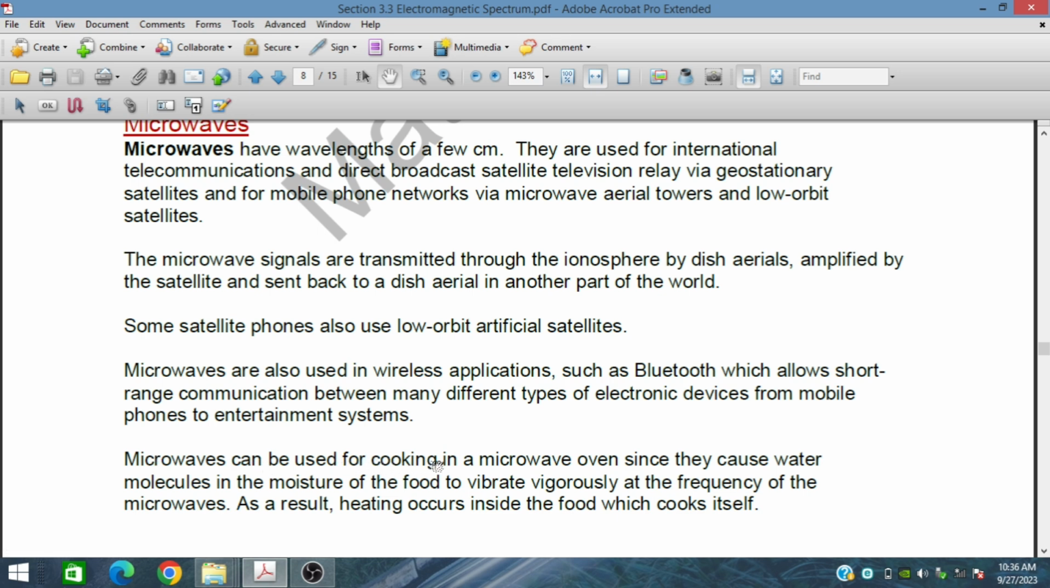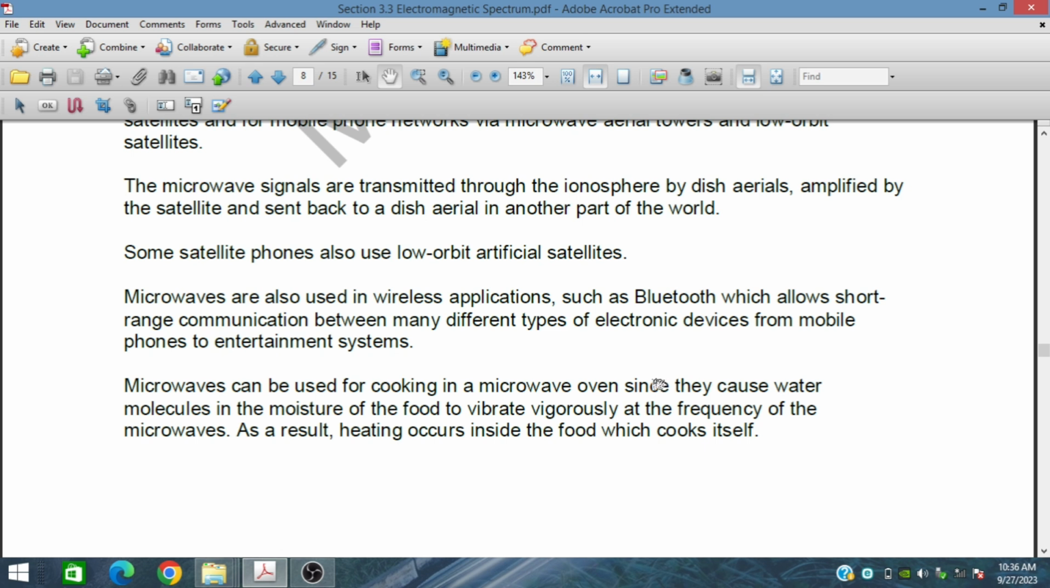Microwaves can also be used for cooking in the microwave oven, since they cause water molecules in the moisture of the food to vibrate vigorously at the frequencies of microwaves. As a result, the heating occurs inside the food, which cooks itself. This is the important phenomenon which occurs in the microwave oven.